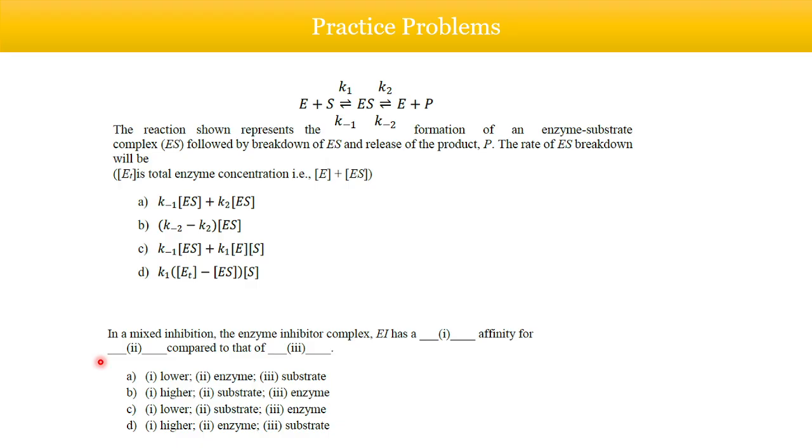Yes, so B is correct. It has higher affinity for the substrate compared to that of the enzyme. Yes, that is correct. And also it has lower affinity for the enzyme compared to that of the substrate. So A and B both will be correct over here.